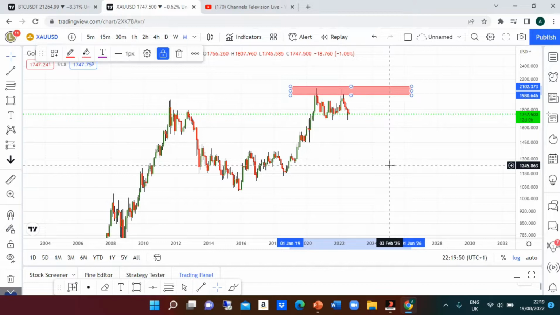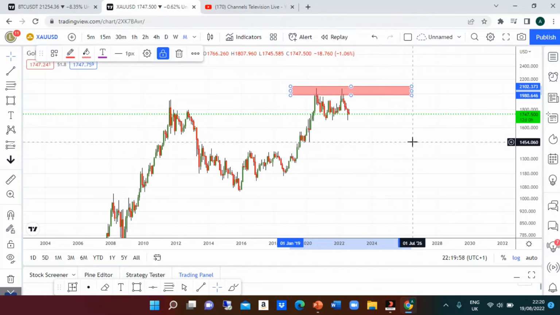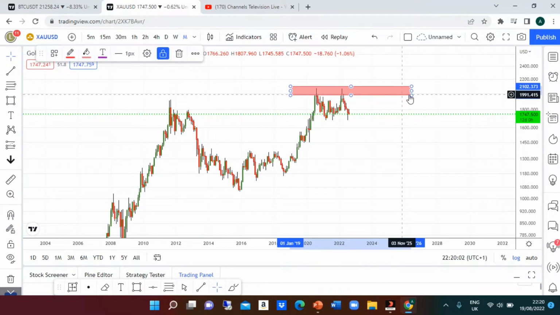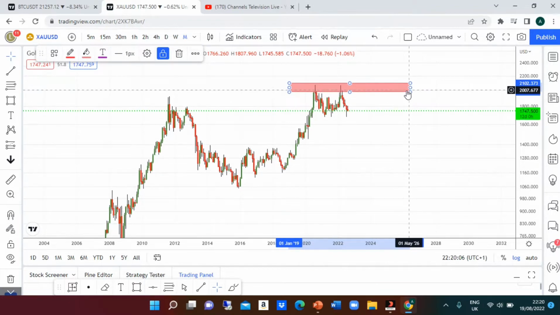I want you to take this word very seriously. You're going to make your trading decisions only when price is on a zone. If price is not on a zone, you are not going to make any trading decision. That is very clear. I hope it's very clear to you.